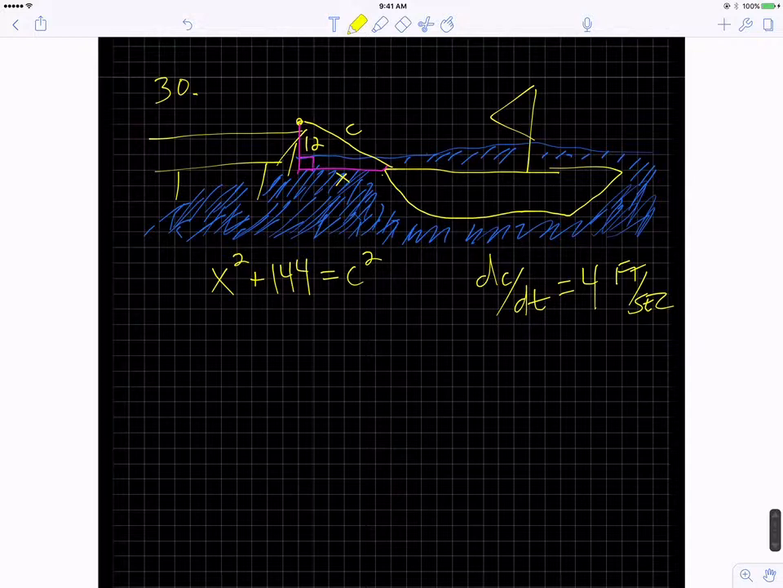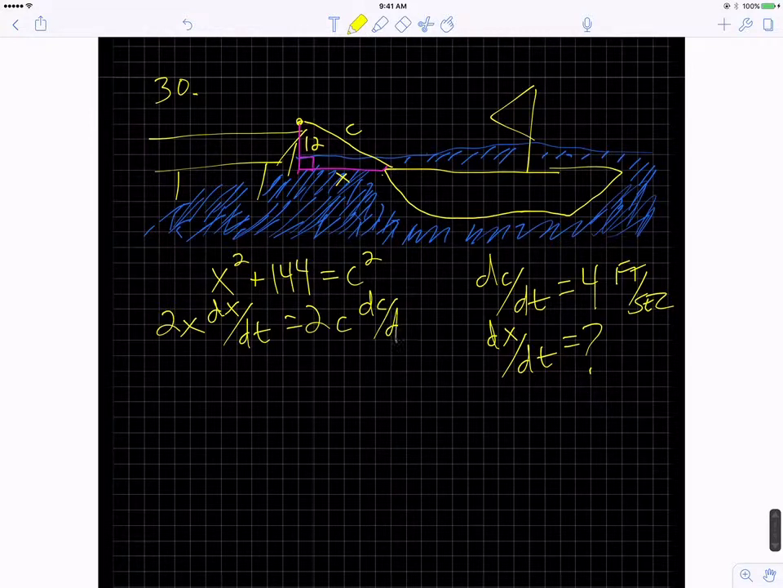Determine the speed of the boat. So the speed of the boat is the rate at which x is changing. So I'm just going to go ahead and take the derivative of this. I think I have enough information. I have dc dt. I'm looking for dx dt. I can find x and c, hopefully. They have to tell me a time when, and they say when there's 13 feet of rope out. So they freeze it and say when c is 13.